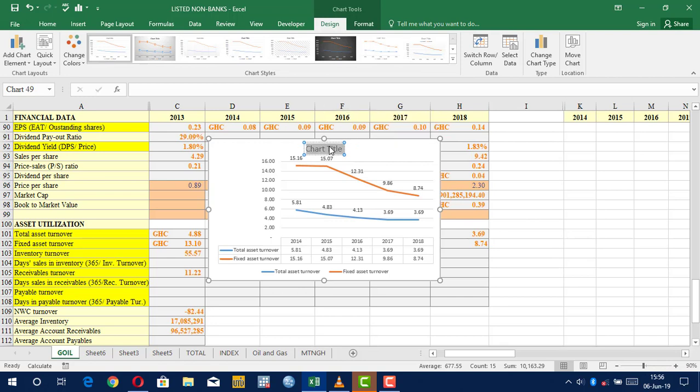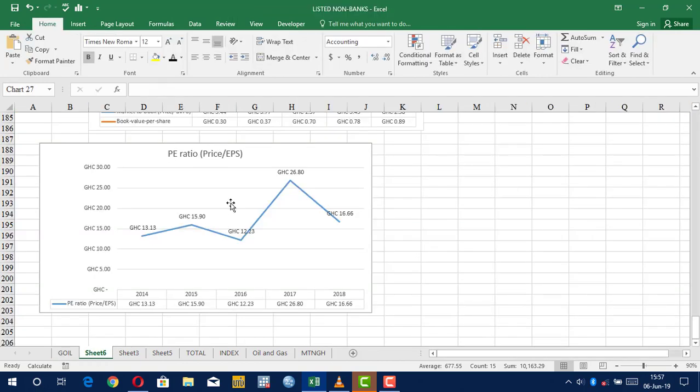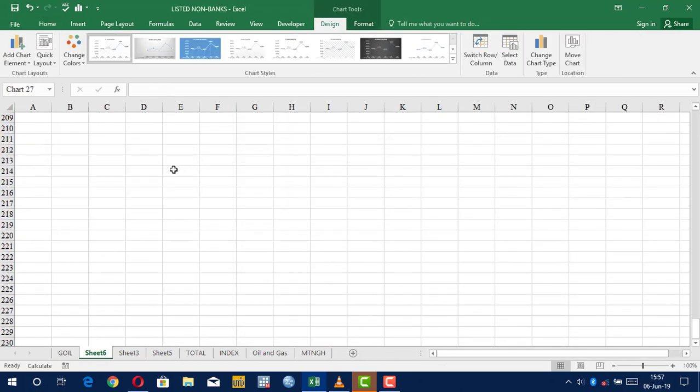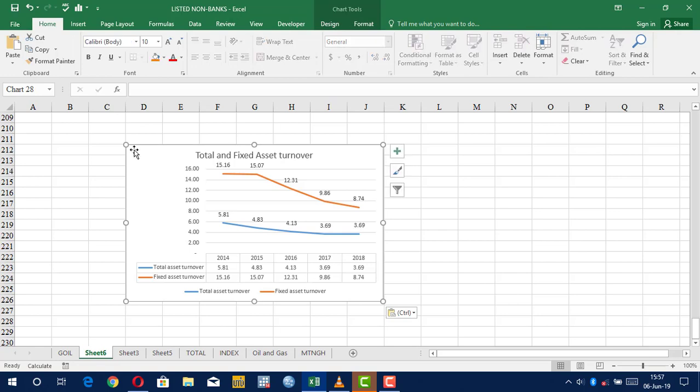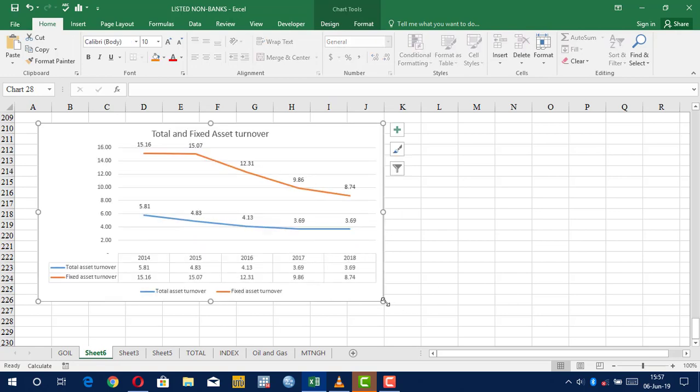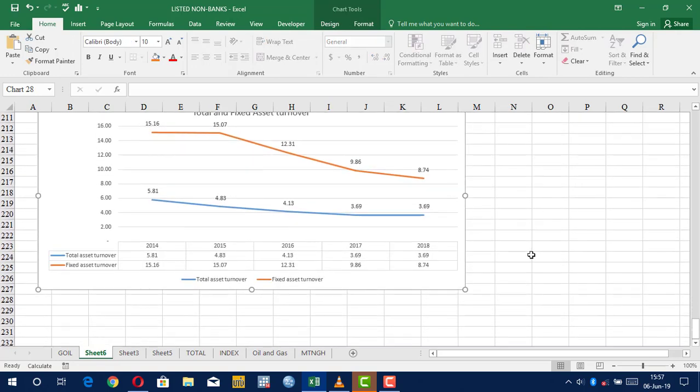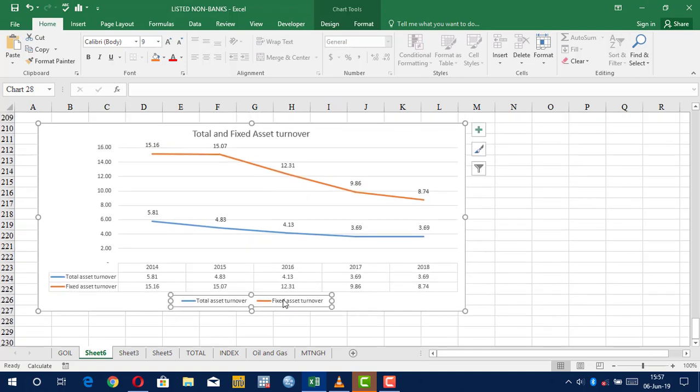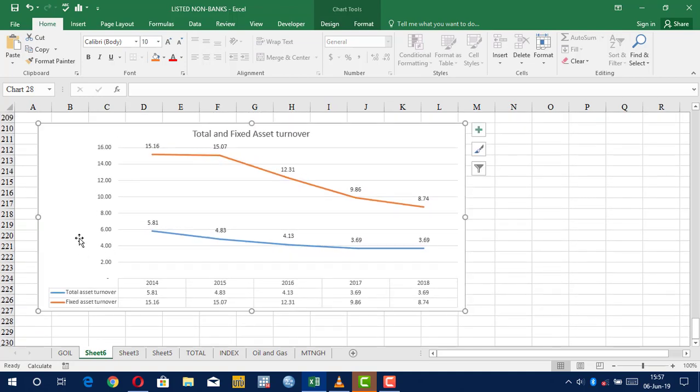Let's rename it as our total and fixed assets turnover. All right, so let's cut it, take it to our blank sheet here and then do a proper explanation to it. We don't need this. Good. So now let's see.